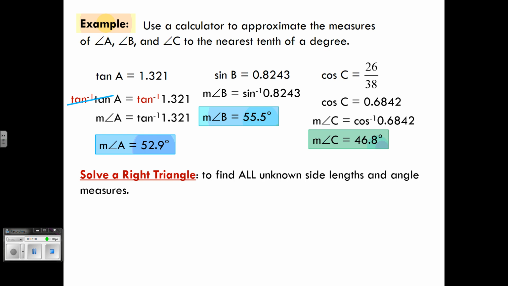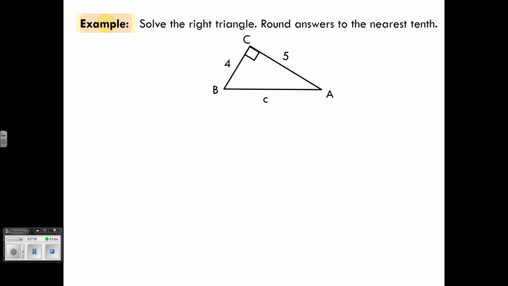Solving a right triangle. This is where you're going to find all unknown side lengths and angle measures. There are 3 sides and 3 angles in a triangle. When they give you a problem, they're going to give you 3 of those things. You will need to find the other 3. Okay, so here's our example.